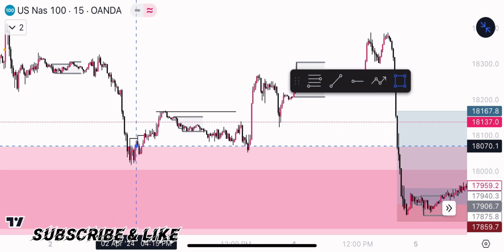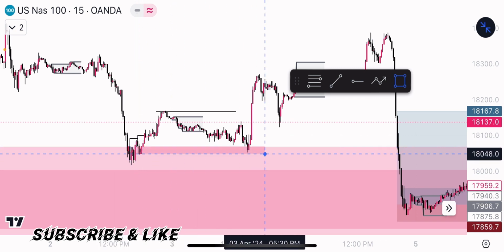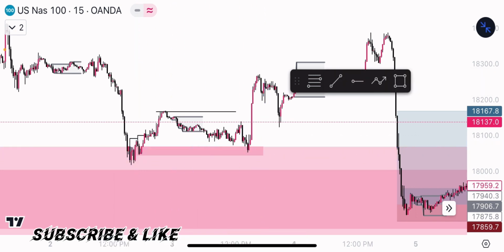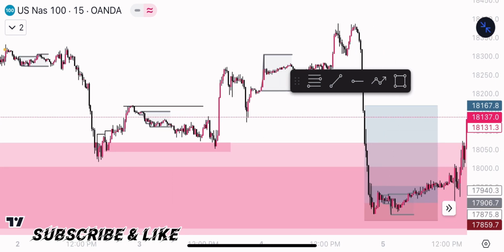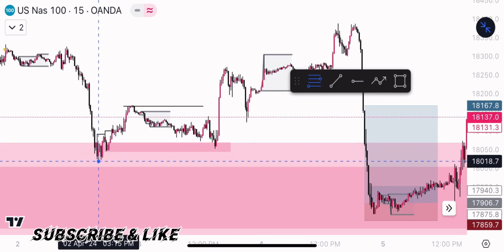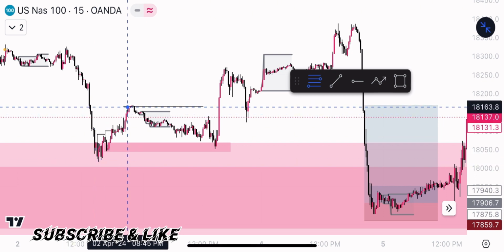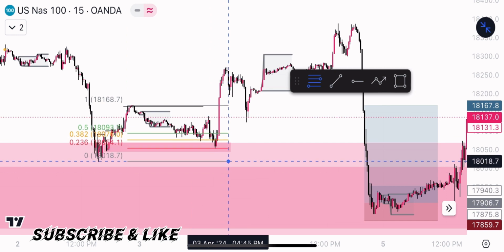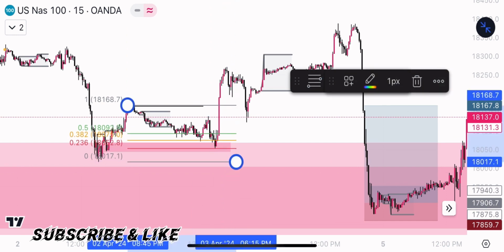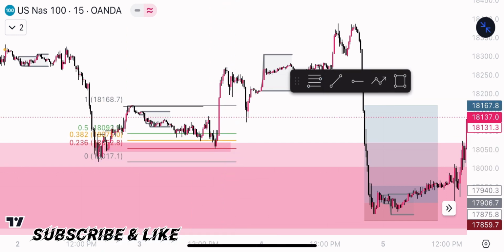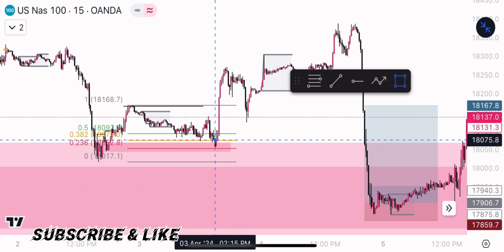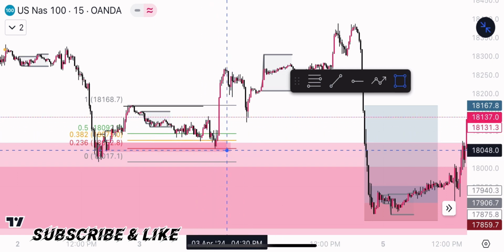Let me mark this out very well. It created another block here. It just left this, okay? And I was like, yo, this is very nice. And I now drew my Fibonacci retracement from this high to this low here, okay? And I was like, wow, this is a perfect setup.